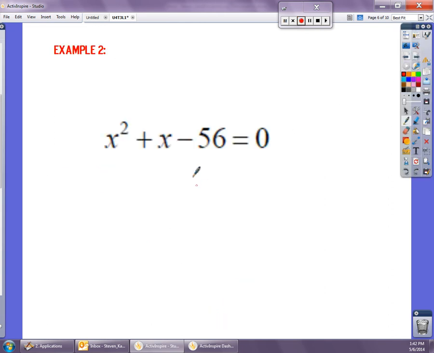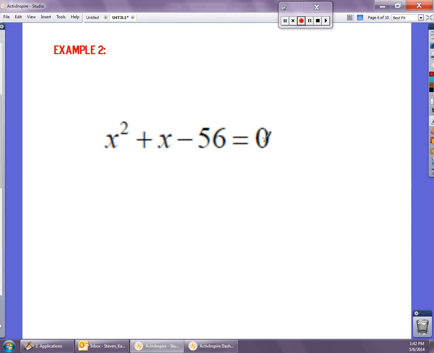Here's another example. You have a trinomial that equals 0, but here it's not in factored form. But we can factor this in order to create a multiplication problem. Because it's 1x squared, I'm looking for the two things that multiply to negative 56 and add to a positive 1. That's negative 7 and positive 8.